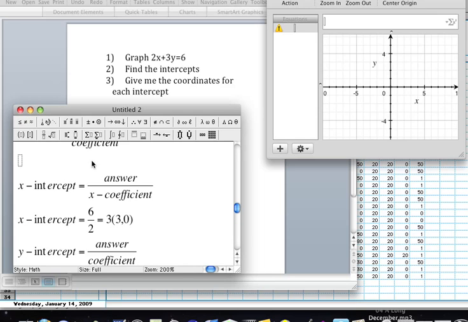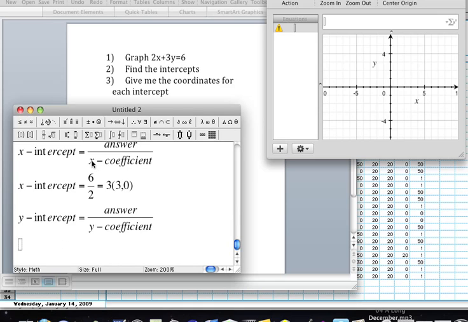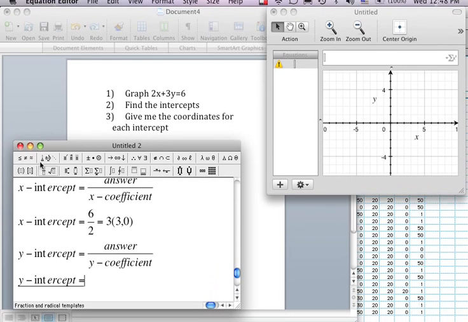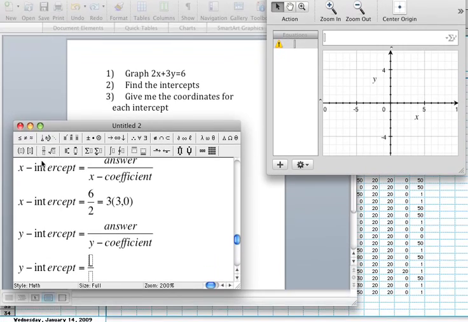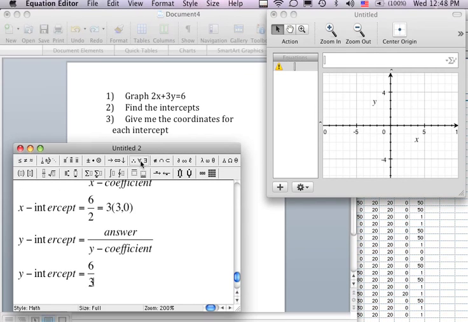Now for my y-intercept, it would be equal to my answer divided by my y coefficient. And so what's my y coefficient? Well, if I look at my problem here, it's 2x plus 3y. So my y coefficient must be 3. In this case, the answer is still the same because everything's equal to 6. So my answer is 6, and my y coefficient is 3, and 6 divided by 3 is equal to 2.